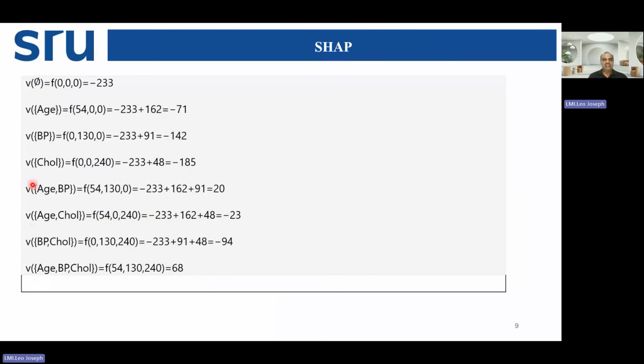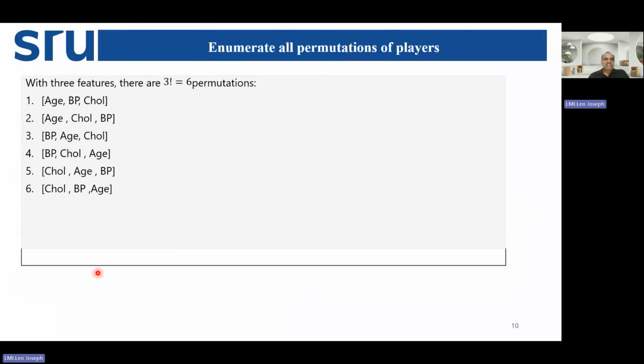So I think this computation is clear. These are creating the subsets: when only one player is present, when two players are present, when all three players are present, what happens? Three features are there. How many permutations will come? That is factorial. 3 factorial is equal to how much? 6 only. So 6 different combinations we can form.